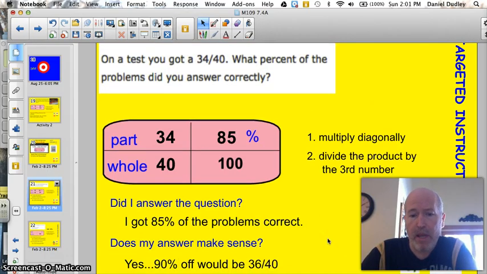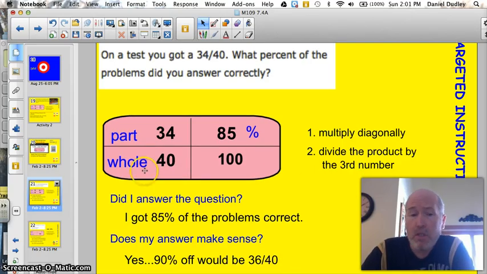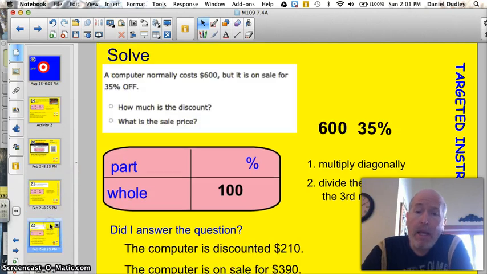Does this answer make sense? Yes, it does. If I got 90% correct and missed 10%, I'd only be missing 4 problems. That'd be 36 out of 40, right? Because we know how to find 10%. So yes, my answer makes total sense. All right, it's really important to ask those 2 questions at the end. Did I answer the question and does it make sense? Because on these next couple of questions, it's going to be a little tricky.